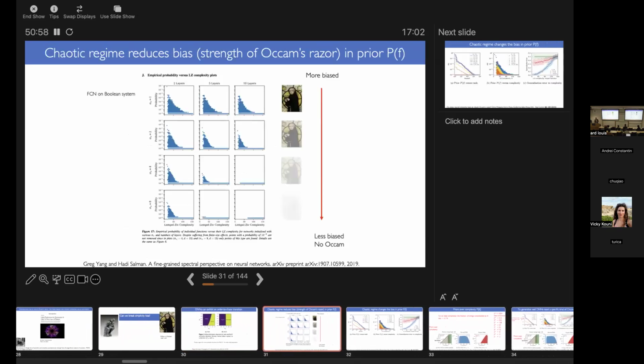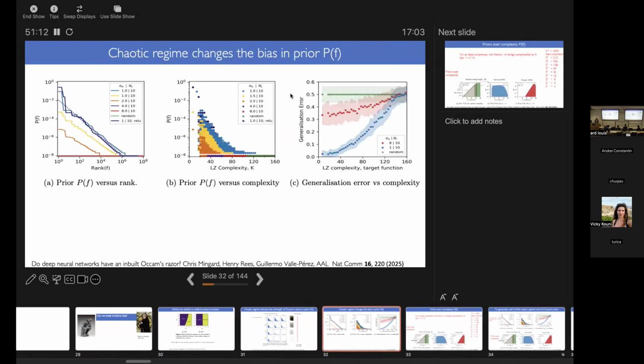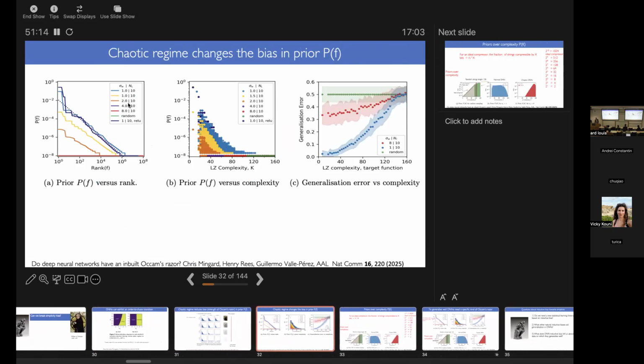And so what we do with them is, by making the initialization wider and wider, or deeper and deeper, that simplicity bias at initialization starts to fall away. So this is interesting. We can make this become less biased. So Occam's razor starts to disappear in the story. And this is the prior versus rank. They're still much more likely than random chance, but they're starting to become less biased. If you look at this probability versus complexity plot that I showed you before, you see again it's becoming less biased.